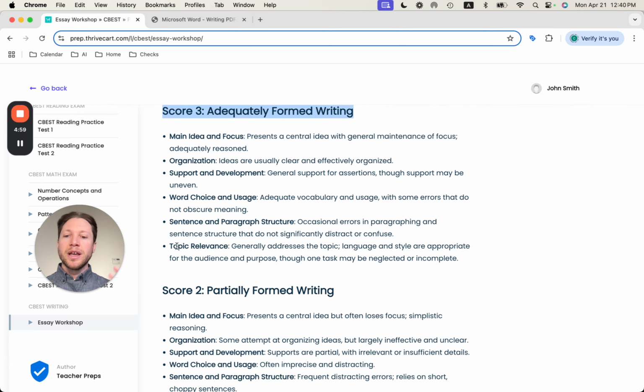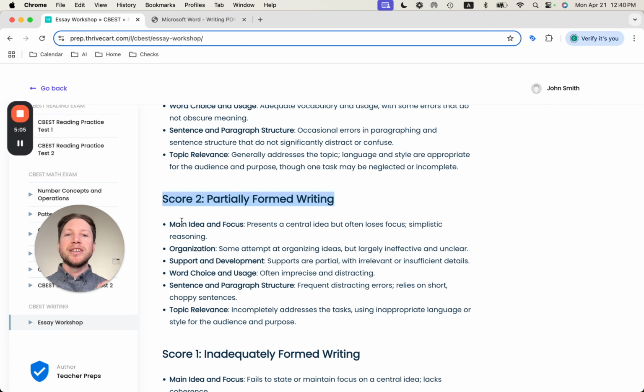Then we move on to a score of 3, which is a partially formed writing response. You may have skipped over 1 or 2 parts. You could have gone further into depth with your examples, or perhaps too much of the spelling and grammar were off. Okay? And then a score of 1 simply means that you inadequately completed the essay prompt.